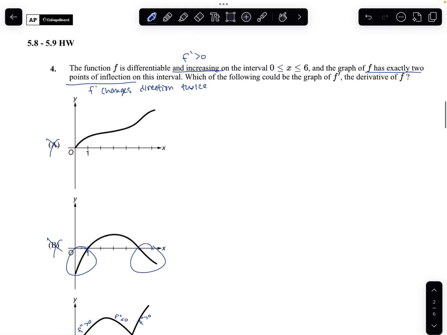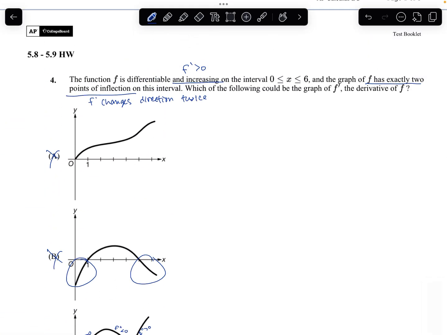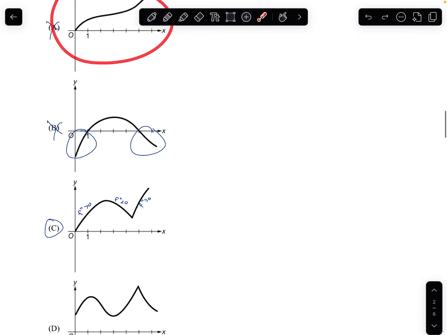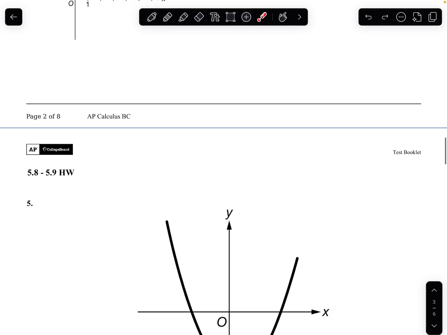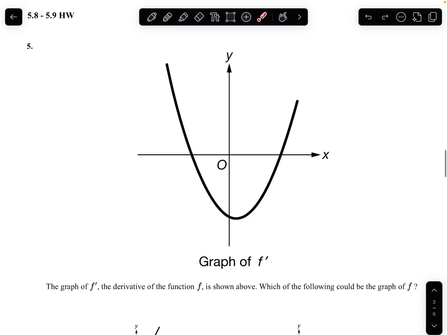Like I said, if you're careful with your definitions, which I was not careful with here, I was thinking that these were the graphs of f, not f prime. But if you have your definitions and you know what type of graphs you're looking at, it makes it very, very easy. But it does take a while to get that down.